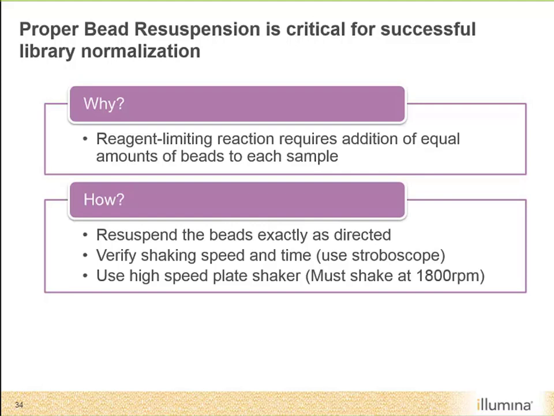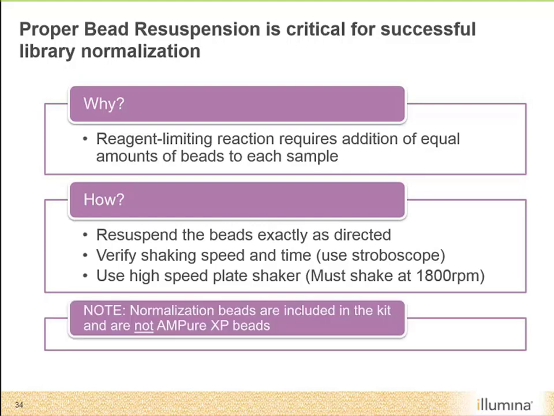We've had customers call in asking, I don't have a plate shaker that goes up to 1800 RPM. It only goes to 1200 RPM. Can I just increase the time? Anecdotally, we have seen that definitely impacts the normalization. So we want to make sure that we're using the recommended speed and time for the plate shaker.